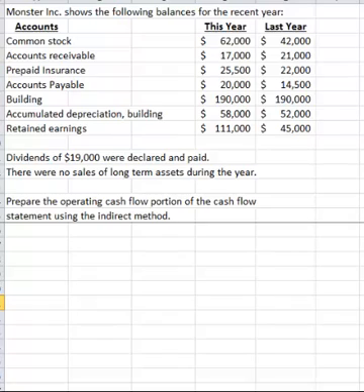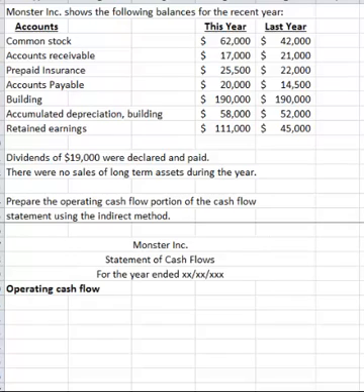Alright, we're going to work on Monster Incorporated, and we're going to create their operating cash flow section of the cash flow statement. So let's get their heading set up. The heading has the name of the firm, statement of cash flows, and then for the year ended. They don't tell us the year, but that would be the period heading. And so we're going to do the operating cash flow portion. And here we're going to have to analyze the change in various accounts in order to extract the reconciling items that we need.